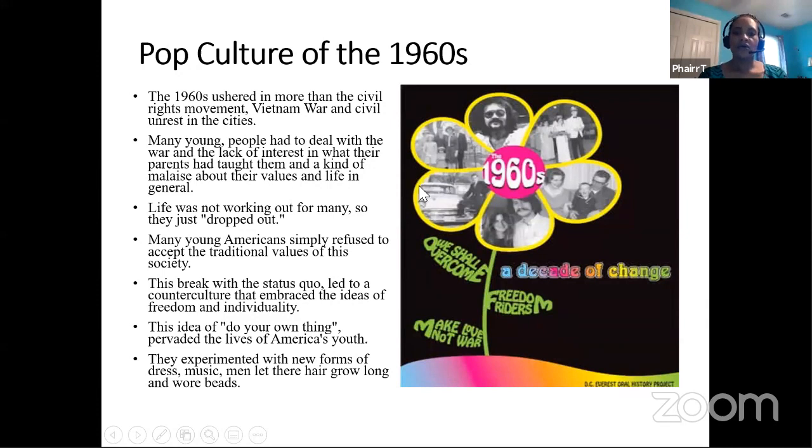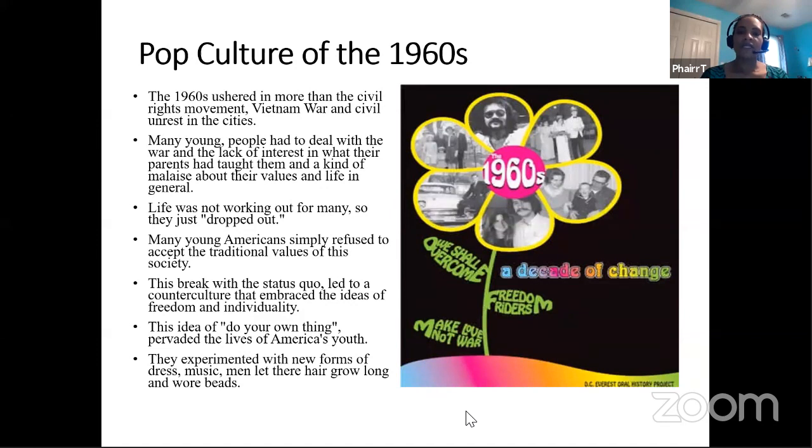So the 60s, of course, was a day of pop culture. And the poster that you see there talks about some things that are synonymous with the 60s, a decade of change. You'll hear a lot of phrases like make love, not war, still using some of the phrases from the civil rights movement, like we shall overcome.